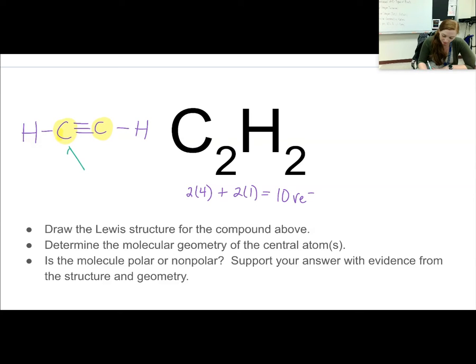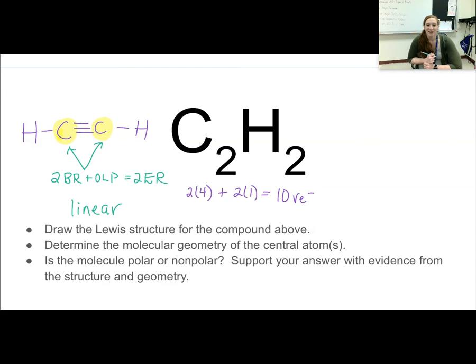So we're going to be able to classify the geometry around each of those as the same thing. Each of these has 2 bonding regions. Remember, be careful, multiple bonds still only count as 1 bonding region. We've got 0 lone pairs, which means we have 2 electron regions. 2 plus 0 is 2. That's going to make this geometry linear.